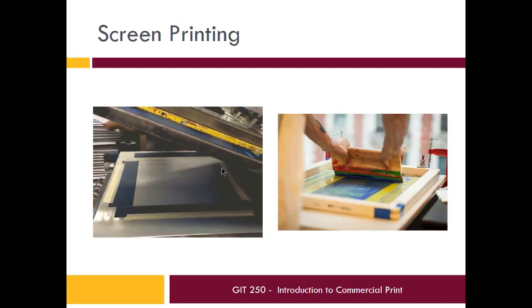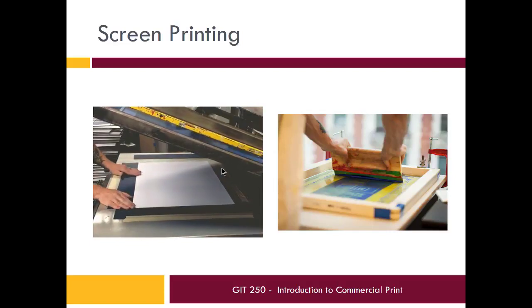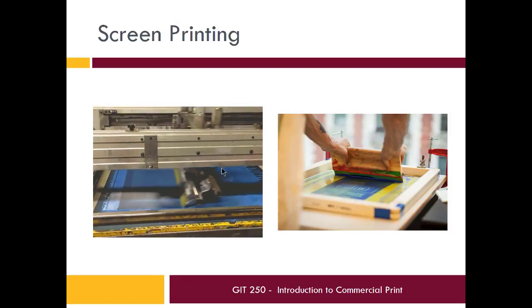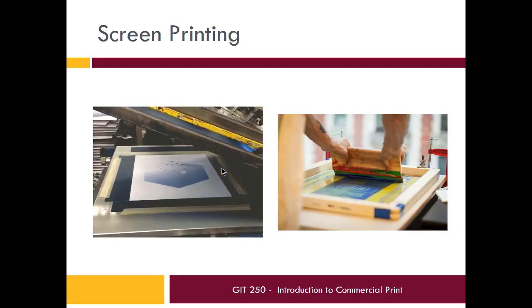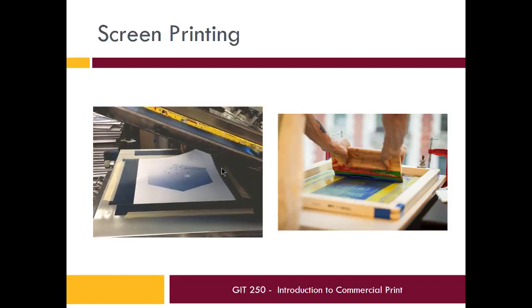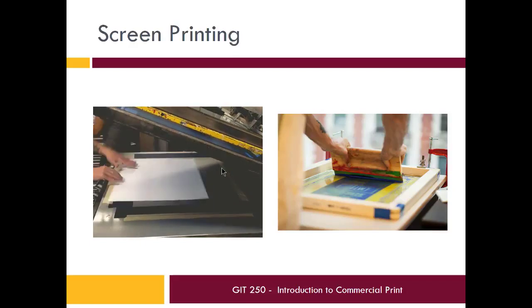Here's just another example of the screen printing going on. This one's slightly more automated. You see the screen goes down, the squeegee comes across and presses the ink through the screen onto that poster material.